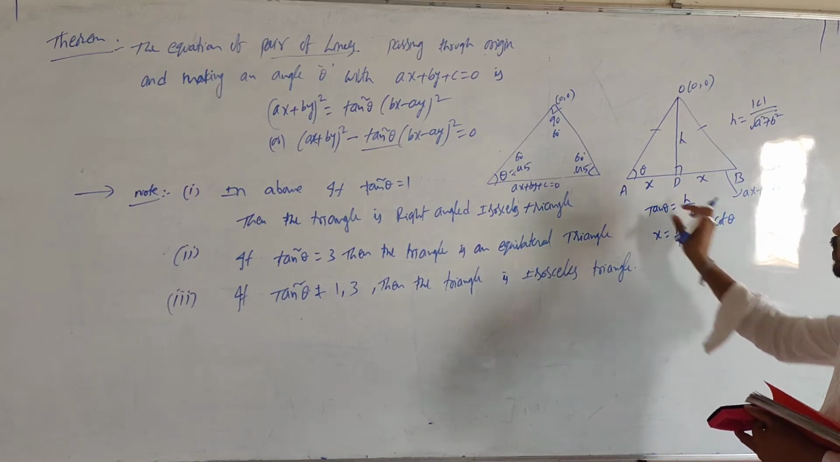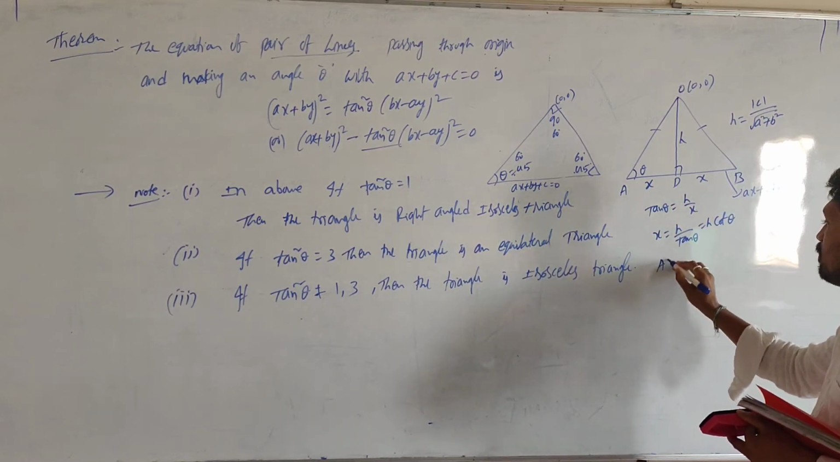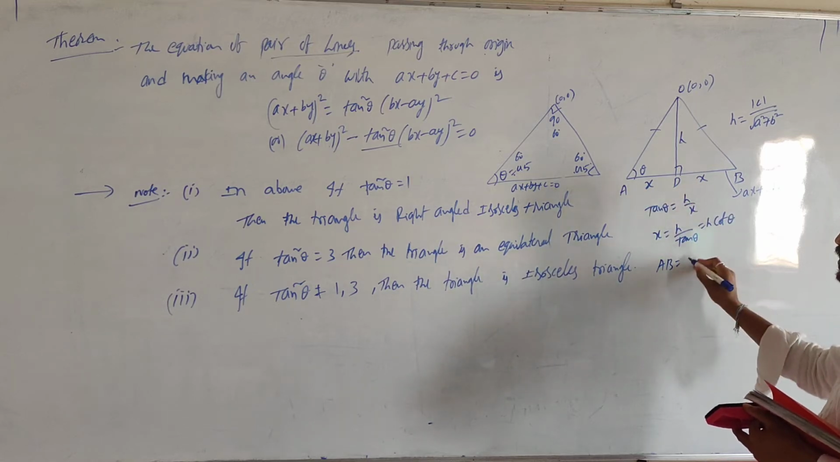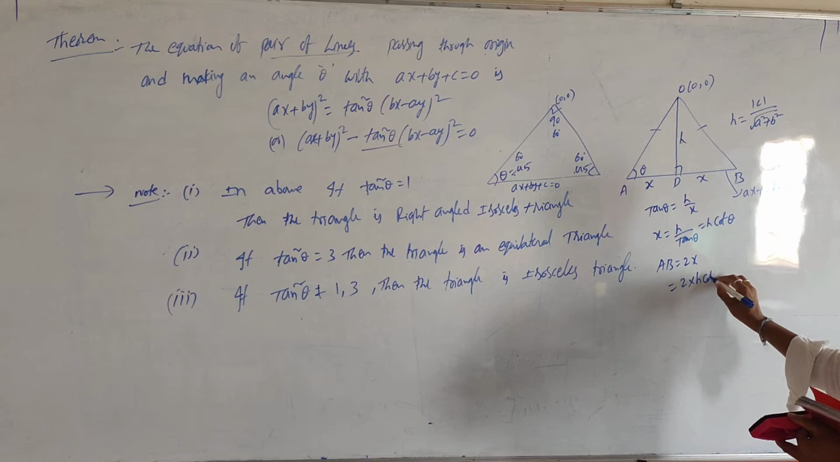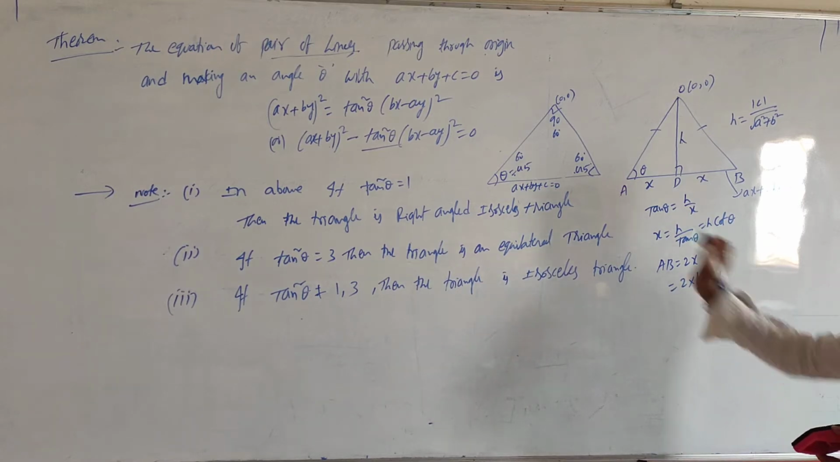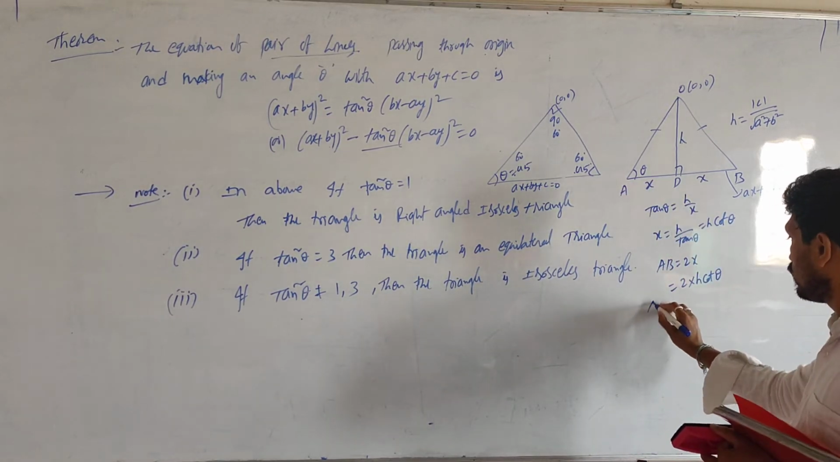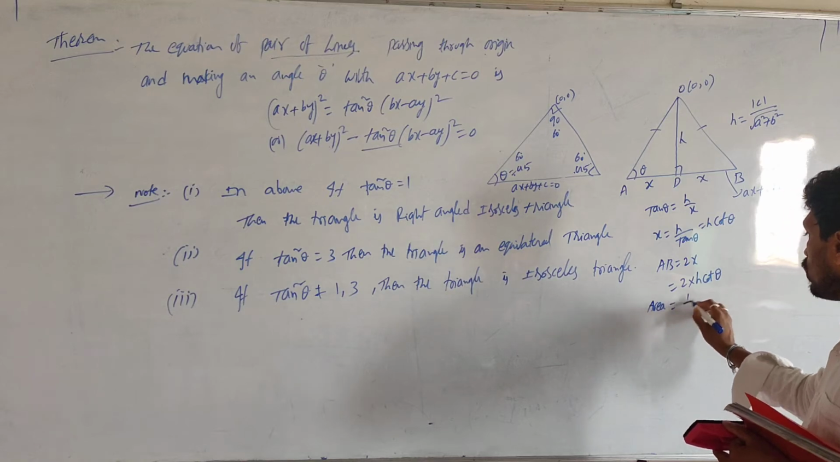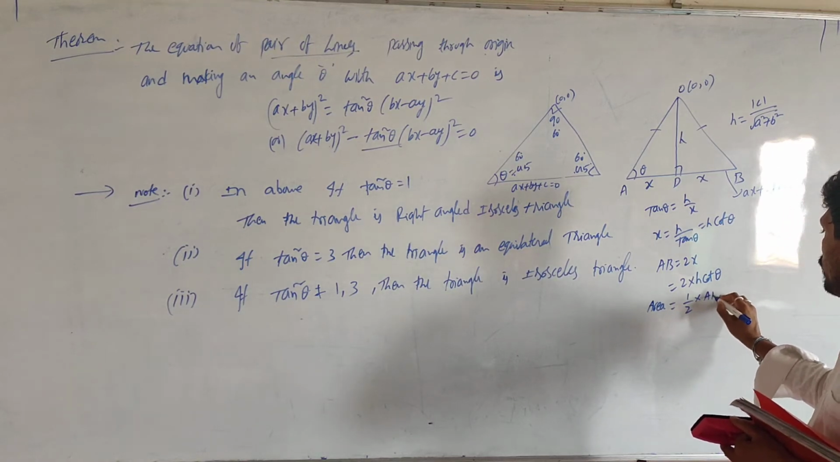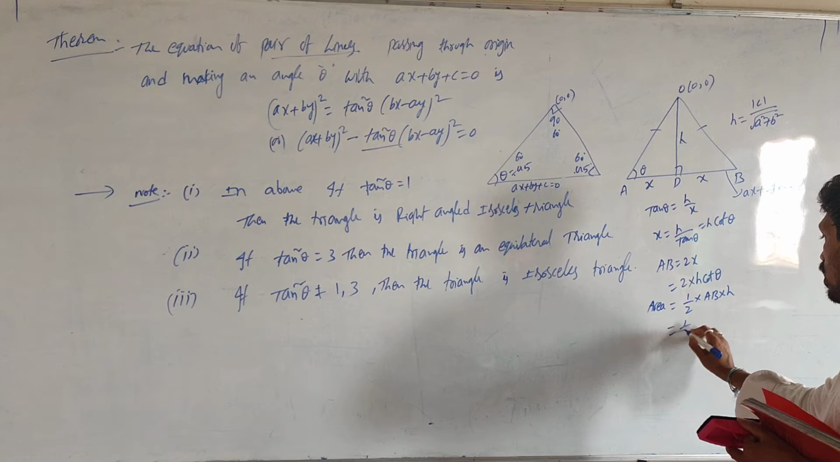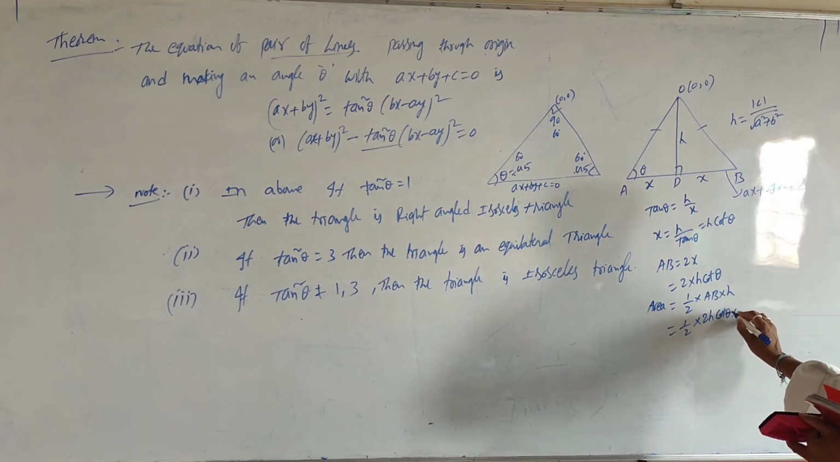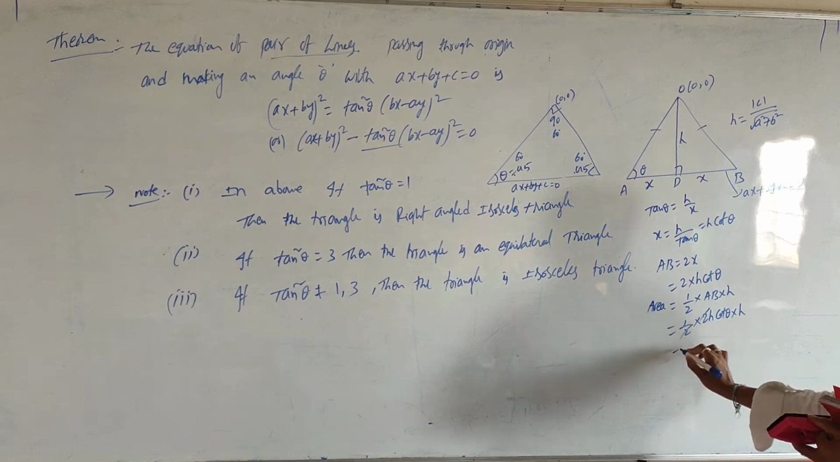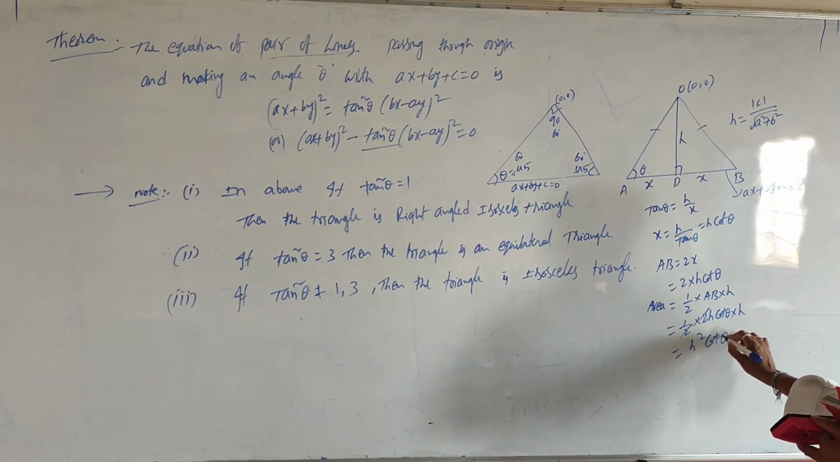Okay, now come to the point. x is equal to what you have? h cot theta. Then AB is equal to what is here? x plus x, that is 2x. That is 2 into h cot theta. So what is the area of the triangle? Area is equal to half into base into height. Half into AB means here 2h cot theta into h. 2 gets cancelled. This is h square into cot theta.